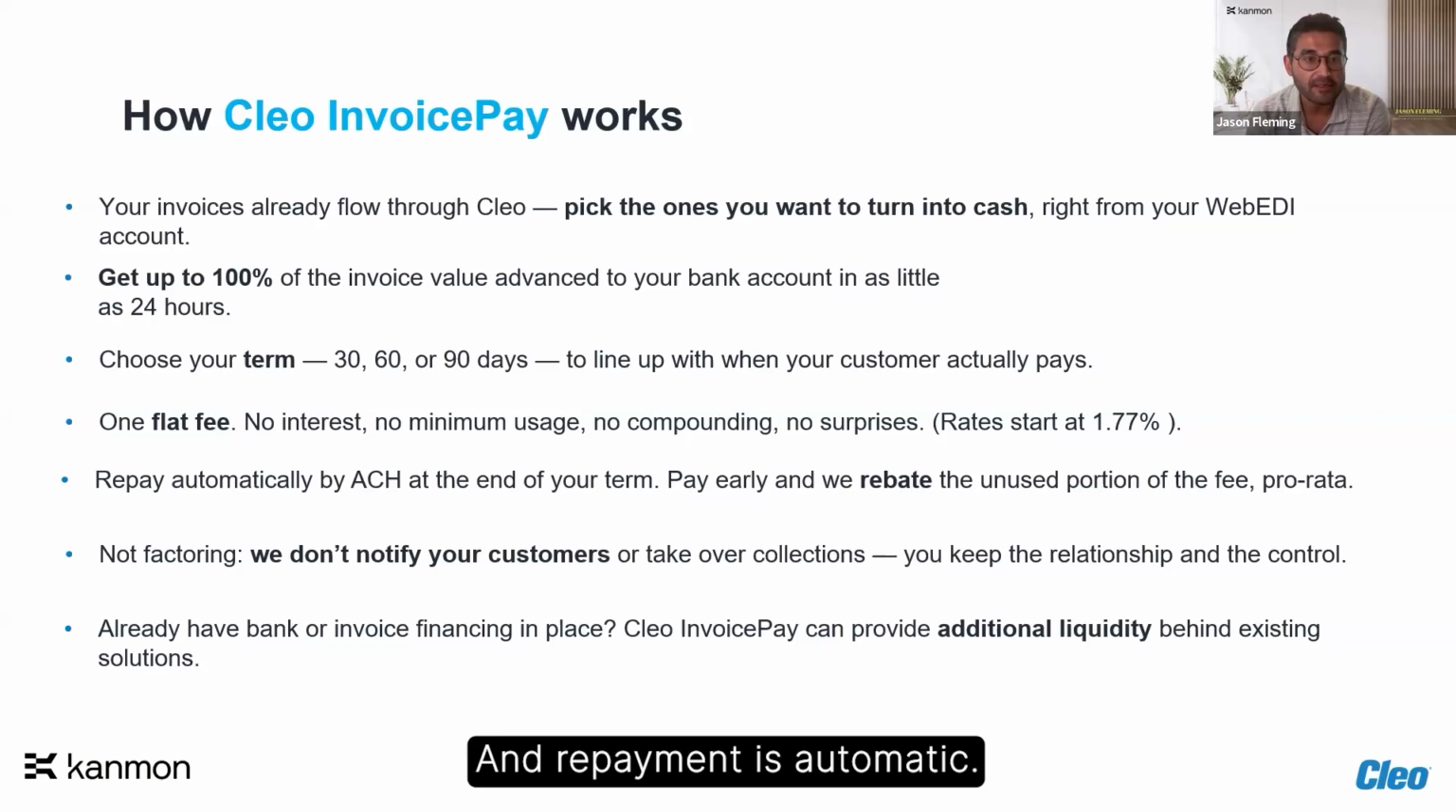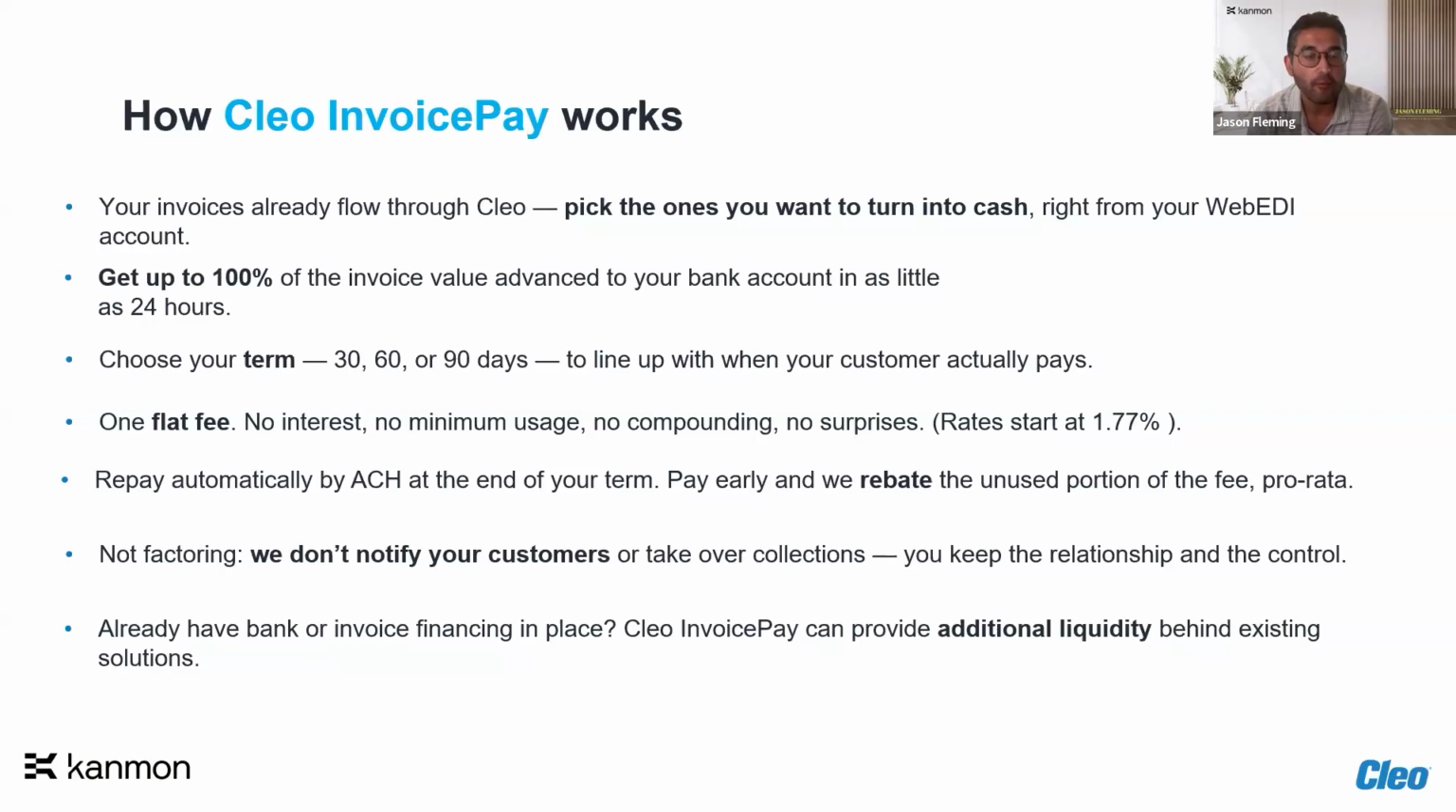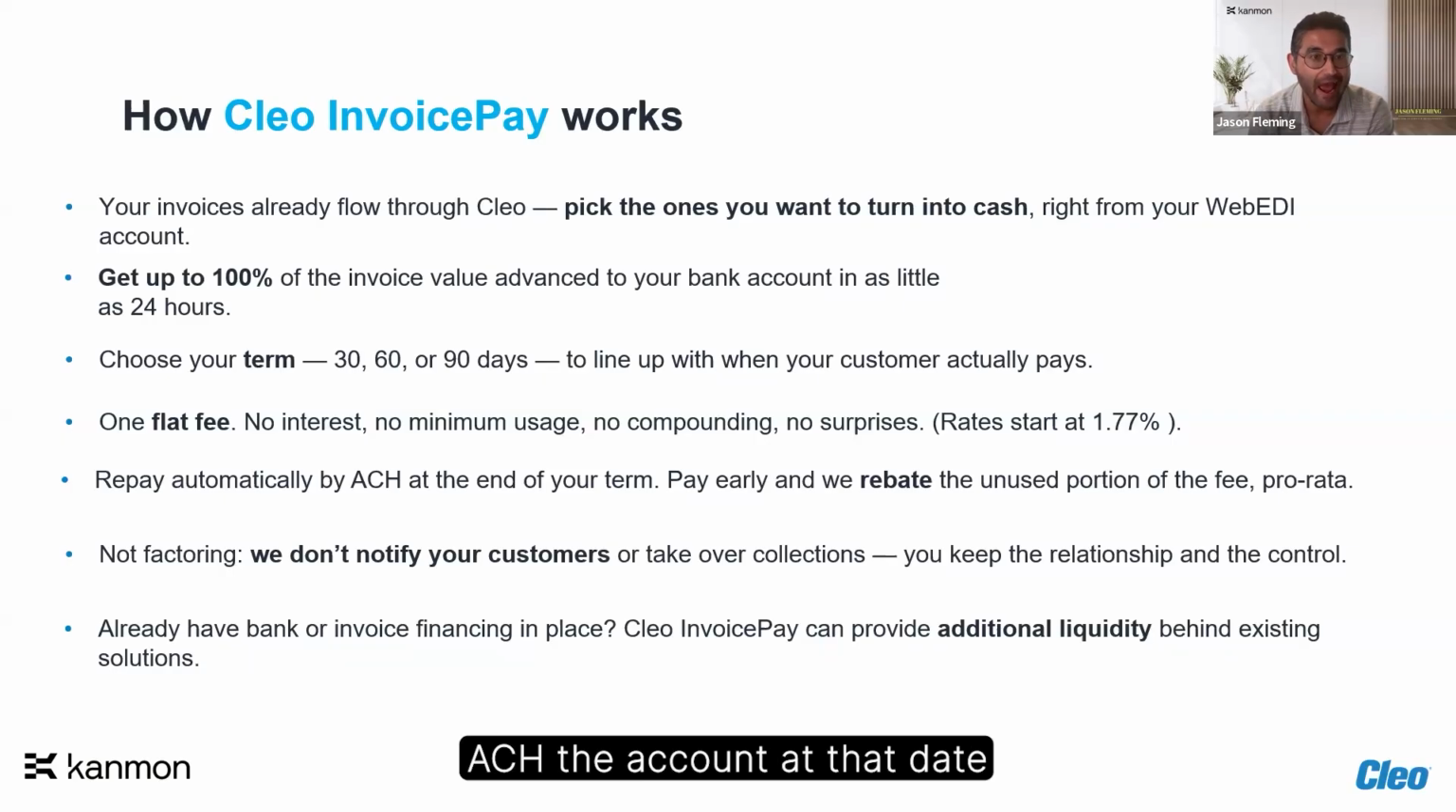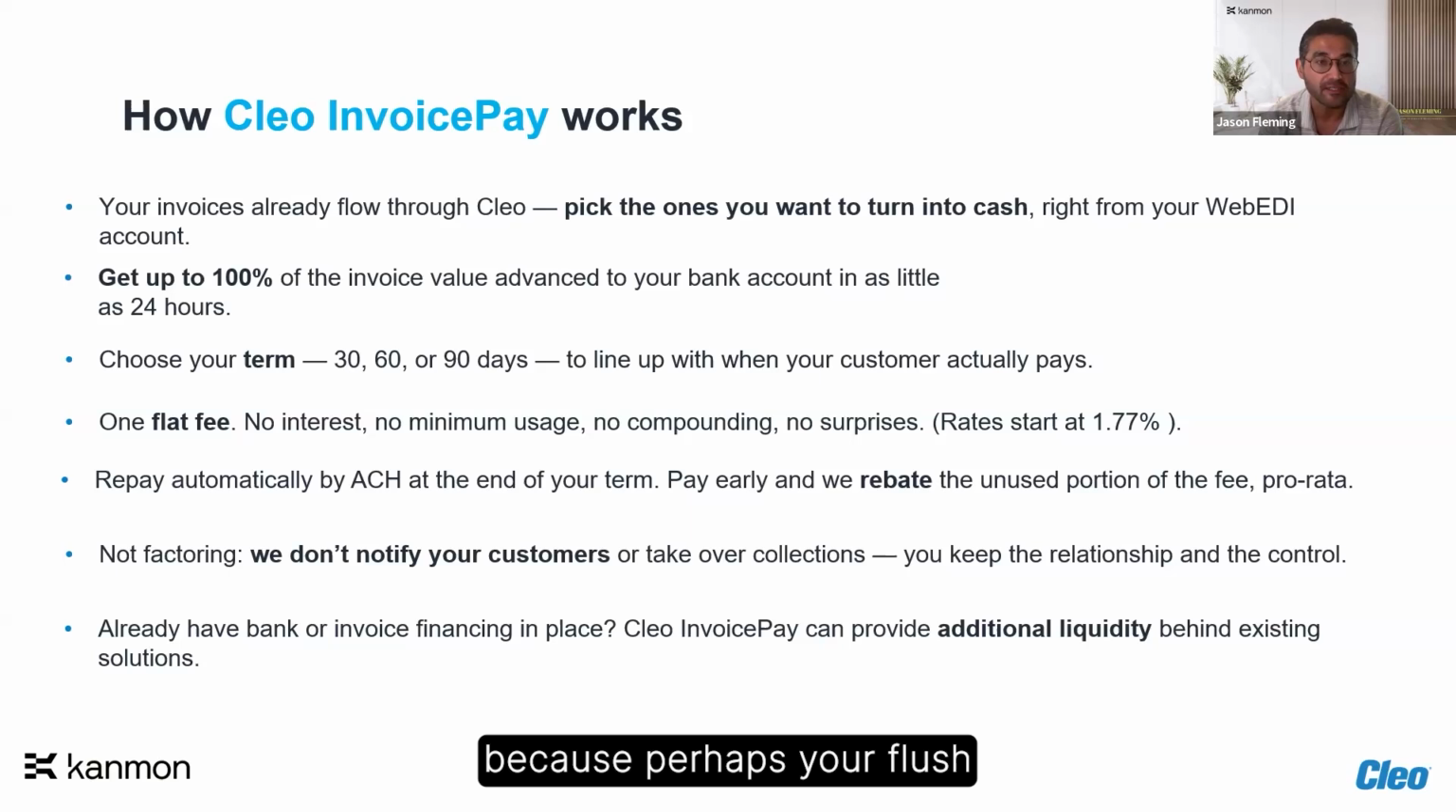And repayment is automatic. When you set that 30, 60, or 90-day term per invoice, we will automatically debit the account by ACH at that date. If you pay early because perhaps you're flusher, or your customer paid more quickly, or you just happen to have more cash on hand than maybe you had anticipated, if you pay it off early, we will rebate you the unused portion of the fee, the unused portion of that term. So, simple example, if you select a 30-day term and it turns out you can pay on day 15, once your payment clears, we will refund you half of the fee.